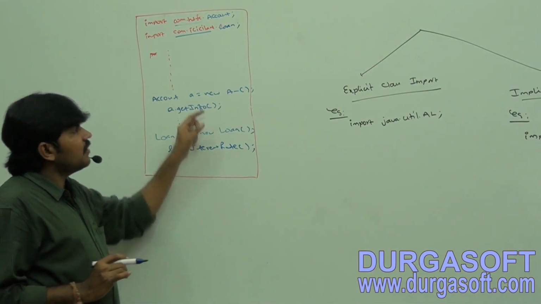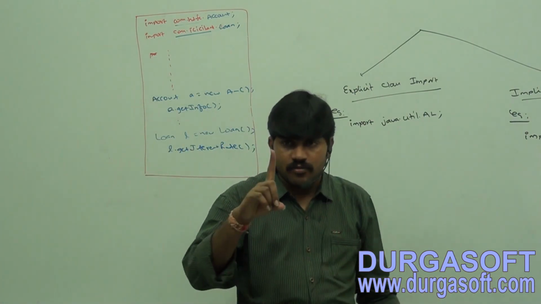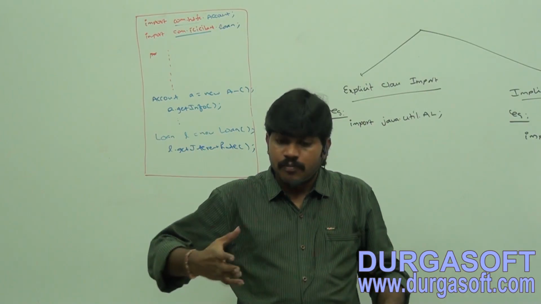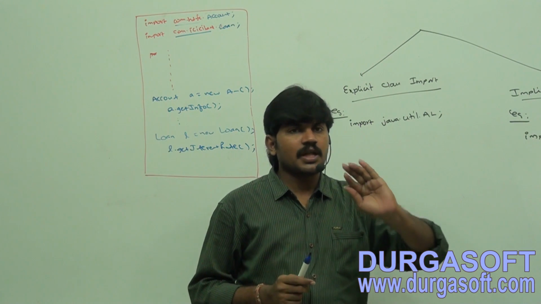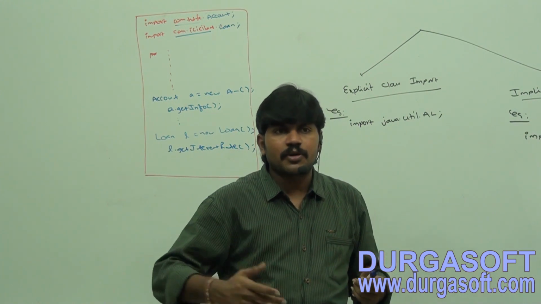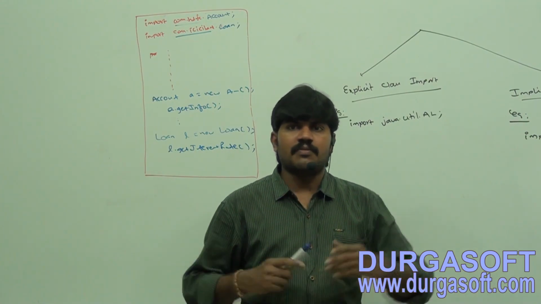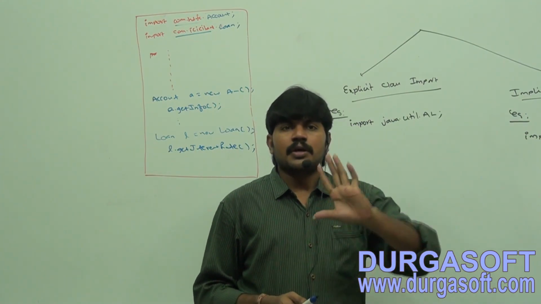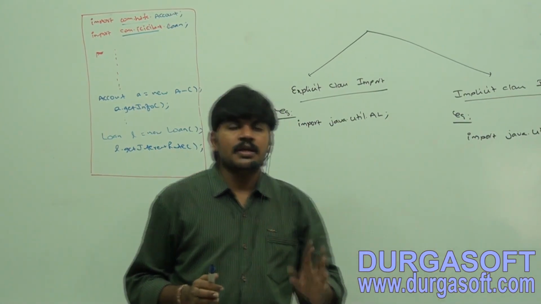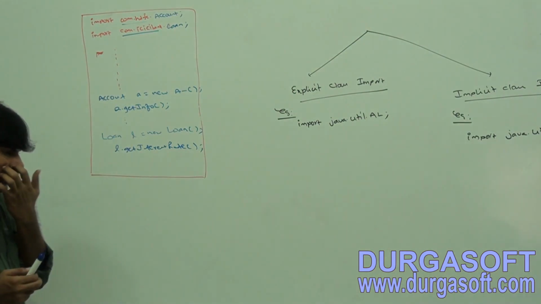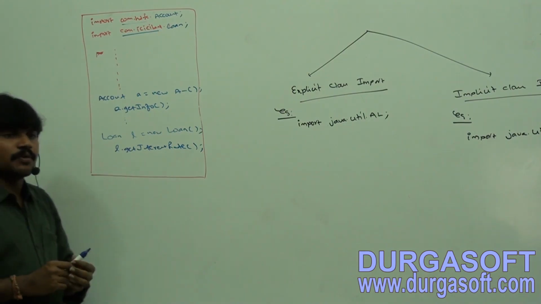Are you getting it? Even typing-wise there is a problem, but typing, how many times is that activity? It is a one time activity. Typing is a one time activity, but reading and analyzing that code is a multiple times activity. Even though typing is difficult, readability is more important than typing, because several people have to analyze my code. That's why readability gets the highest priority, not typing. That's why it is highly recommended to go for explicit class import, because it improves readability of the code.